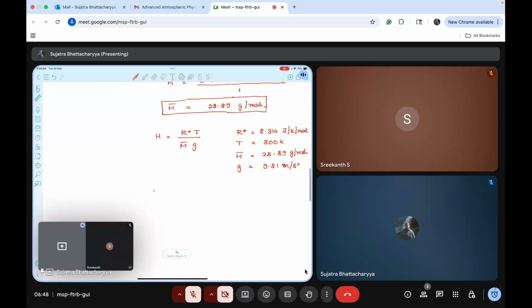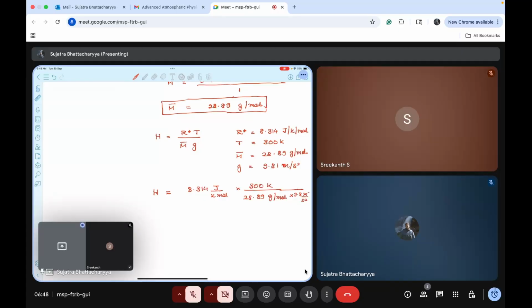Now, just put these values in the expressions and you will get the results. So it is 8.314 joules per Kelvin mole, this is your unit, into temperature 300 Kelvin divided by mass, which we have calculated, the mean molar mass, not molecular mass, in grams per mole, and 9.81 meter per second.